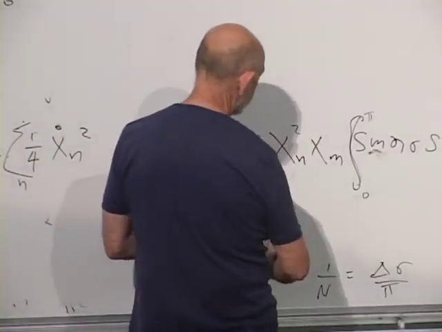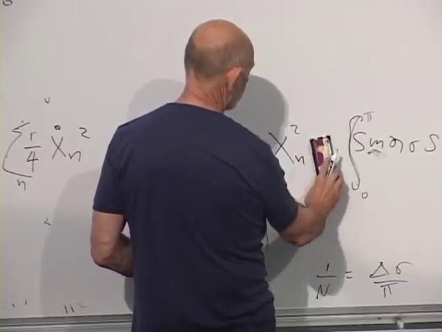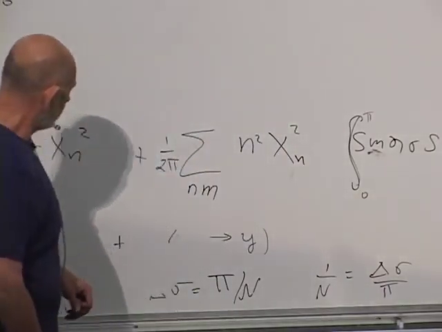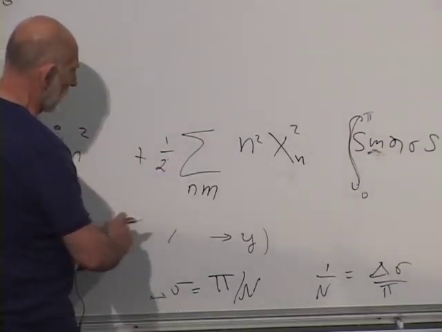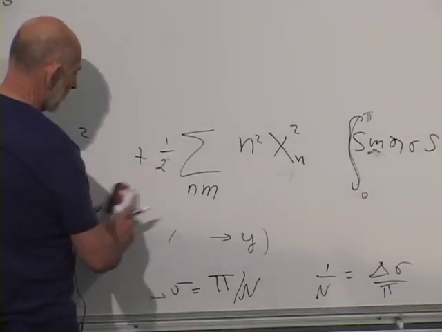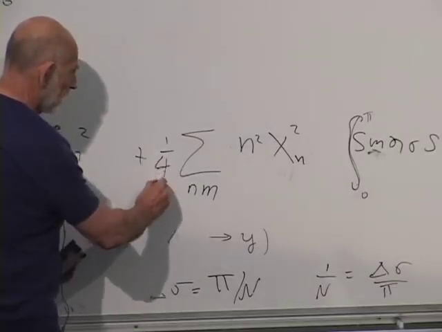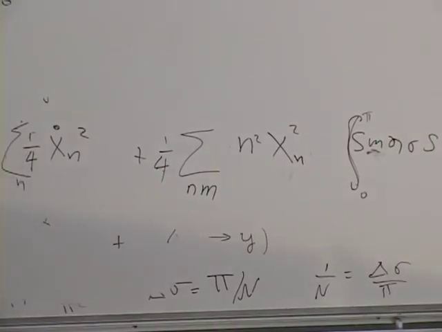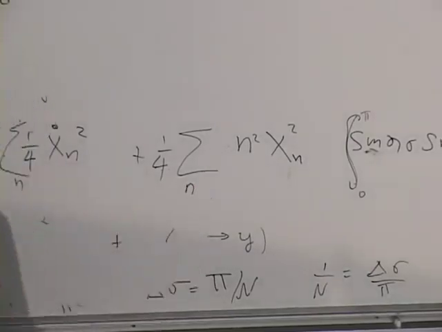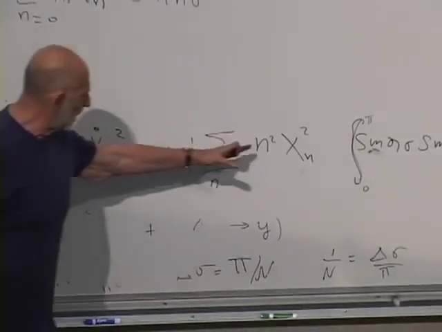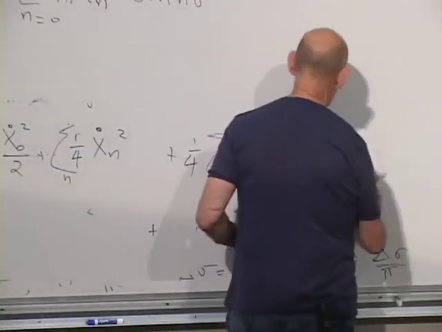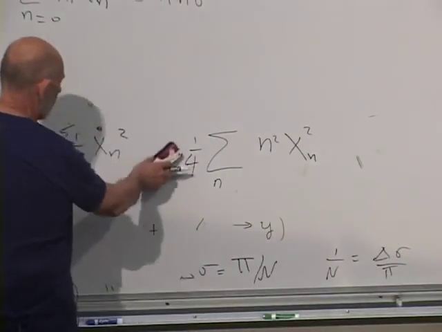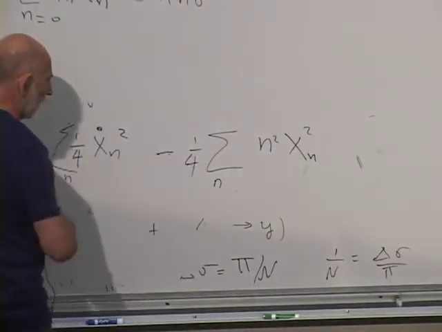Okay, so it's just n squared xn squared, then pi over 2, right? That cancels the pi and puts a 4 downstairs. So it looks like this, same factor of a quarter, but instead of xn dot squared, it has n squared times xn squared. If we're doing the Lagrangian, it's minus. For the energy, it's plus.